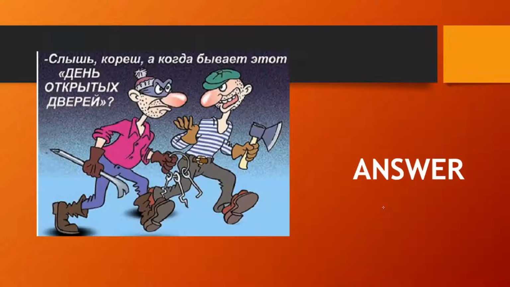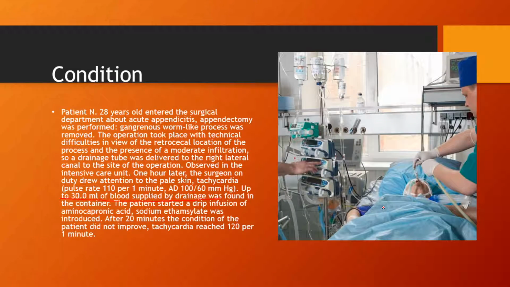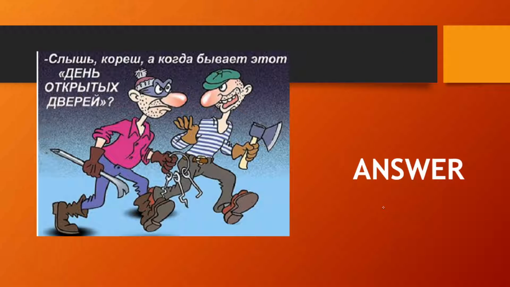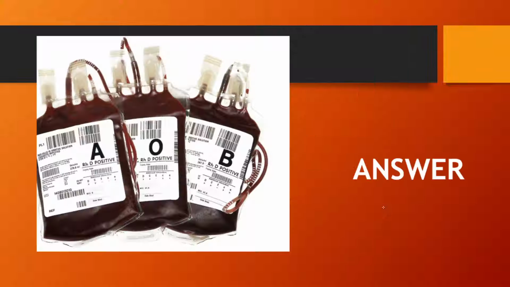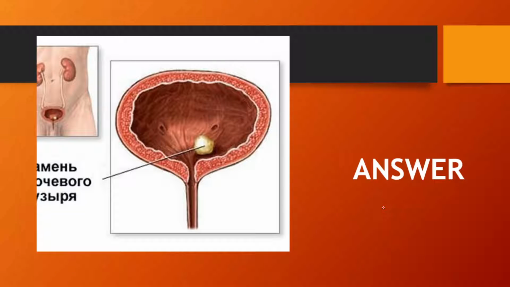Next case, this one. Respiratory depression in an operated patient can be due to the depressive effect of narcotic substances on breathing and blood circulation, vomiting and regurgitation, tongue retraction, which can lead to mechanical asphyxiation.